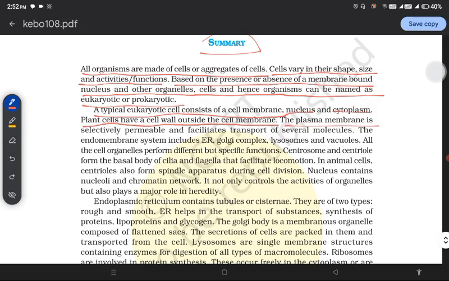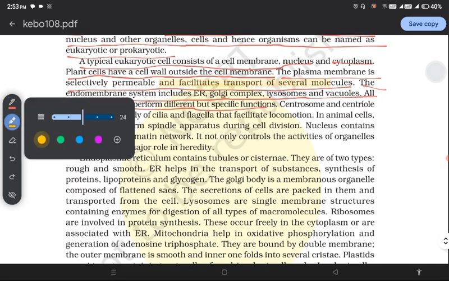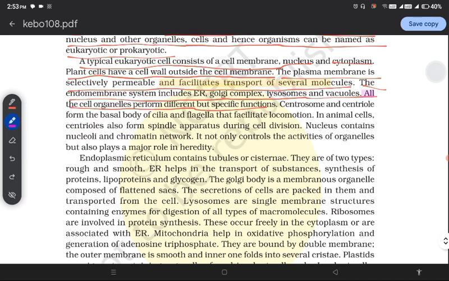The plasma membrane is selectively permeable and facilitates transport of several molecules. The endomembrane system includes the ER, Golgi complex, lysosomes, and vacuoles. All the cell organelles perform different but specific functions.